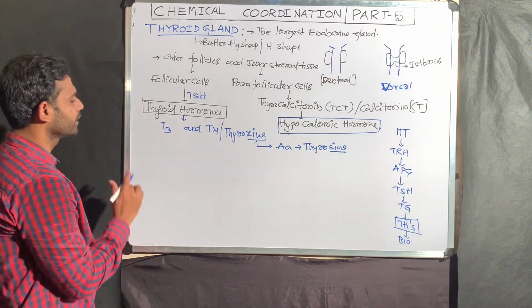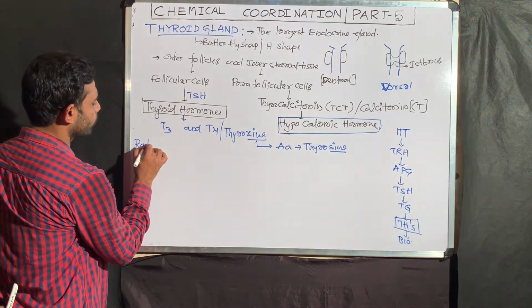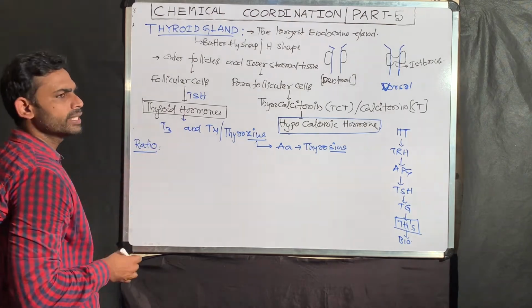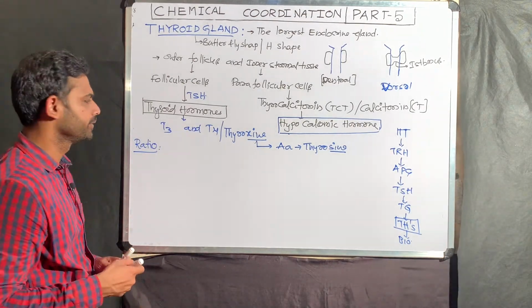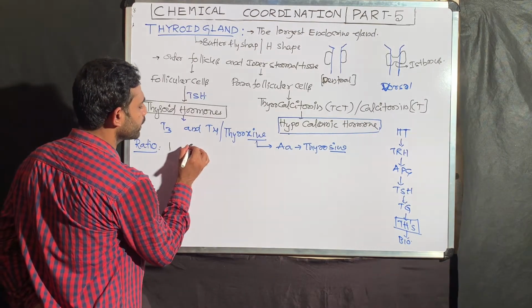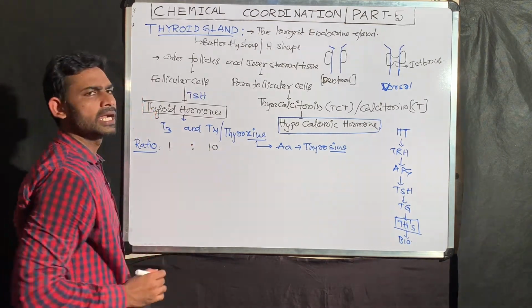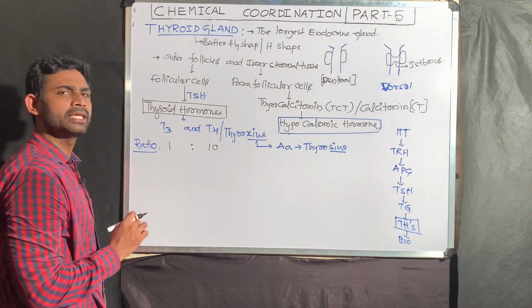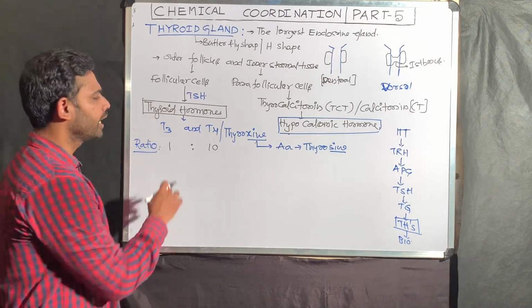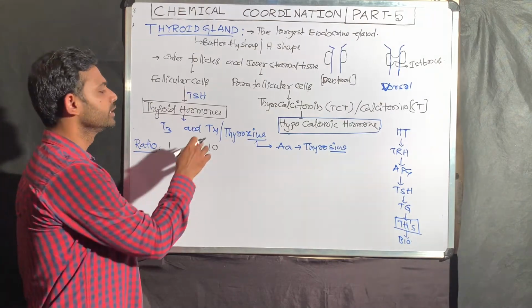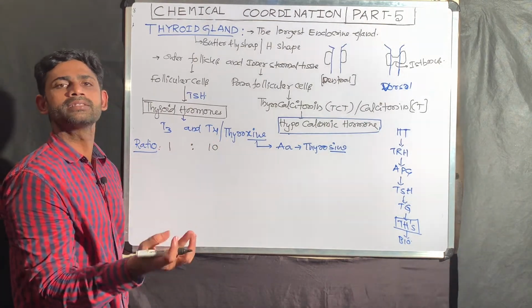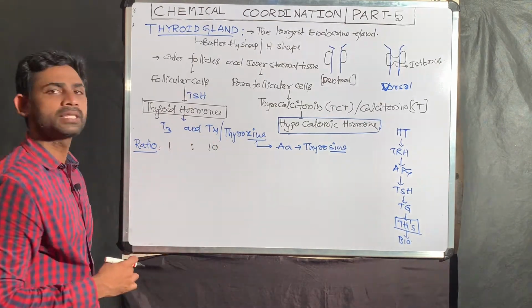The next one, if you take the ratio, what is the ratio of T3 and T4 in the blood? That is 1:10. That means one molecule of T3 is there, and T4 is 10 molecules. That means T4 is in a very high concentration in blood when compared with T3.